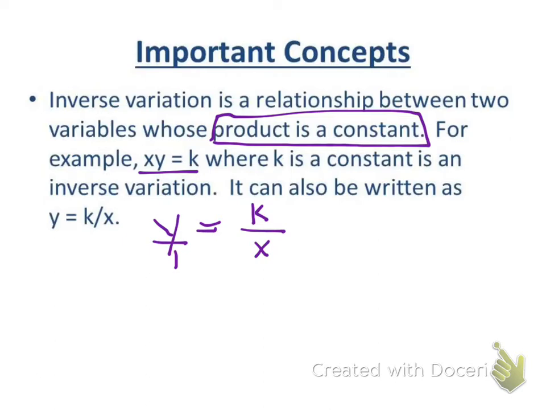Our two variables are x and y as normal, because most of the stuff that we do in mathematics is in the xy plane. So x is the good old x-axis variable, and y is the good old y-axis variable if we're thinking about this graphically, and that's exactly what we're going to do toward the end of the lesson. Inverse variation is a relationship between two variables whose product is a constant. For example, x times y equals k, where k is a constant, is an inverse variation. It can also be written as y equals k divided by x.